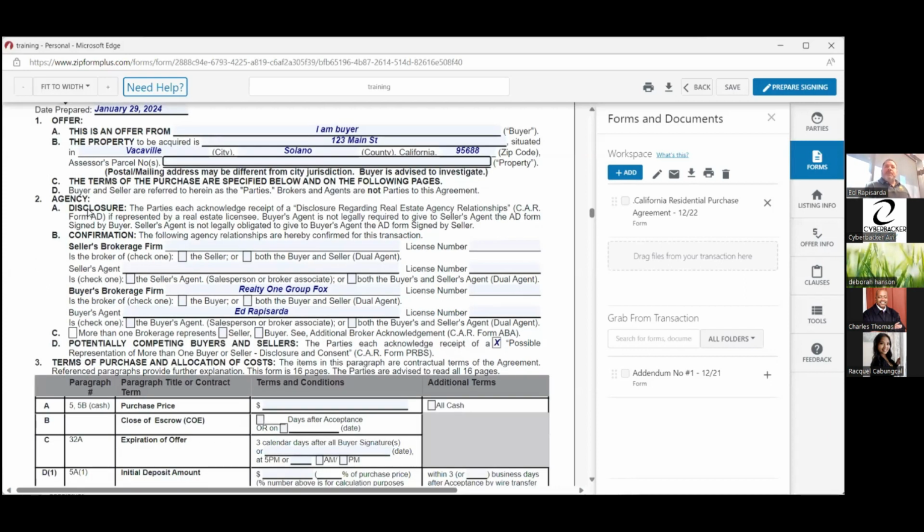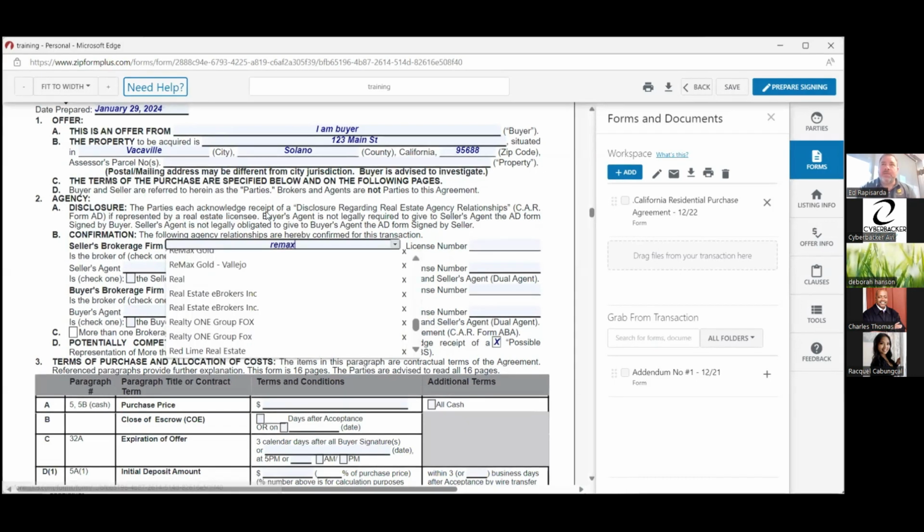All right, we look at paragraph 2, Agency, which talks about our agency requirements. The seller's firm will have their information there. The buyer's broker's firm will have their information there, the agent, and the agent license numbers. You know those boxes, right?